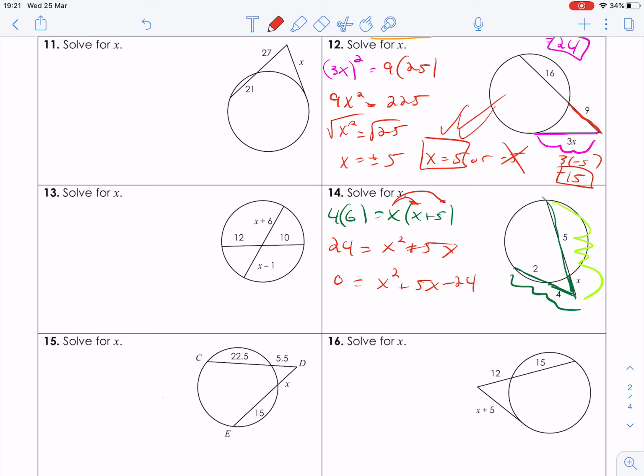All right, so now we need to factor. We need this into multiplication so we can actually solve this. So we get two numbers that multiply to give us negative 24 and add to give us positive 5. So I can see it right away. We have an 8 and a 3, so we need the positive 8 and negative 3. That will give us positive 5, so we get x plus 8, x minus 3. And so we set each equal to 0.